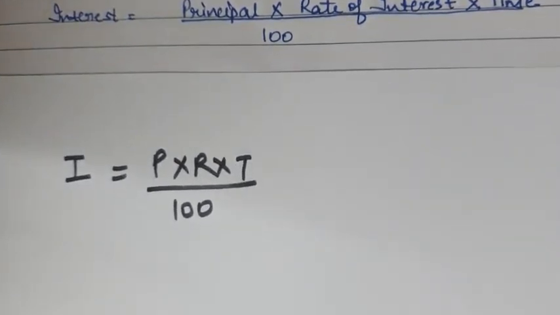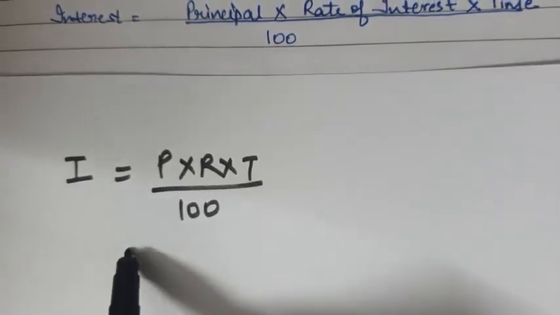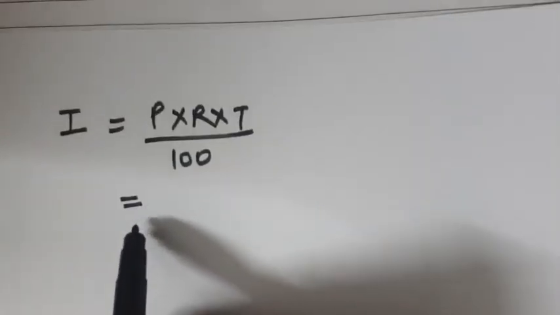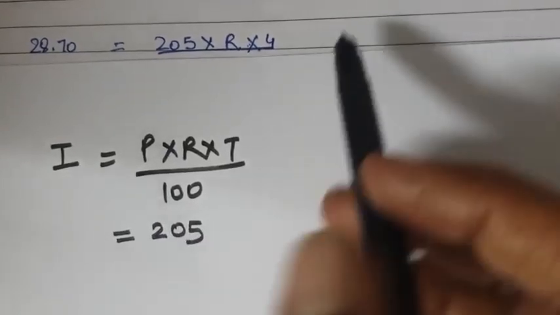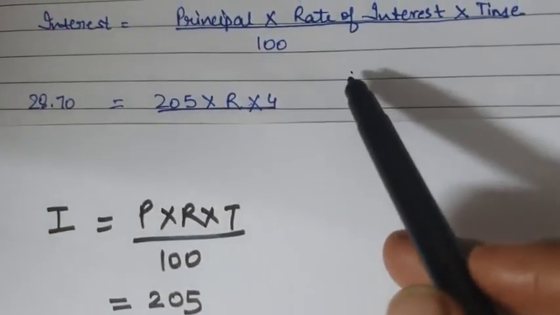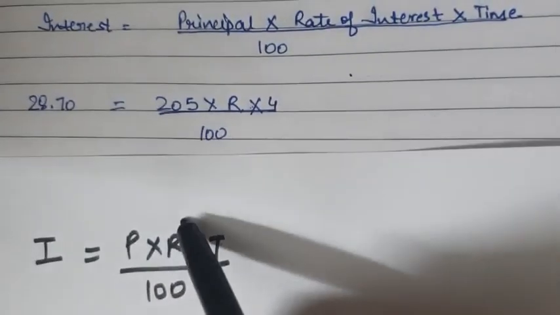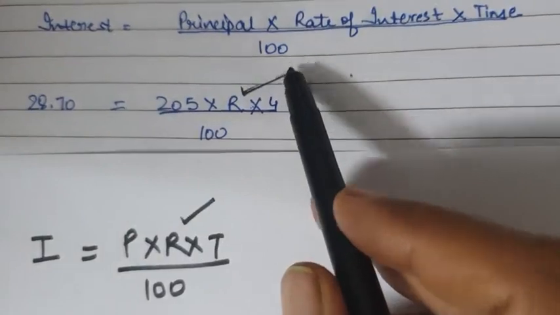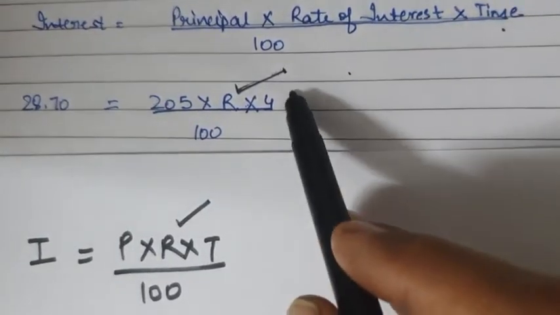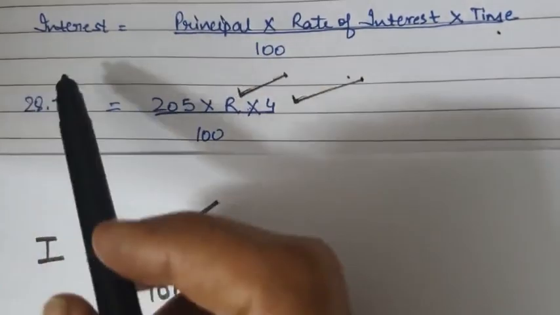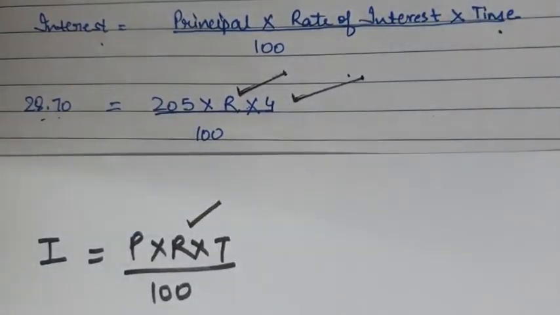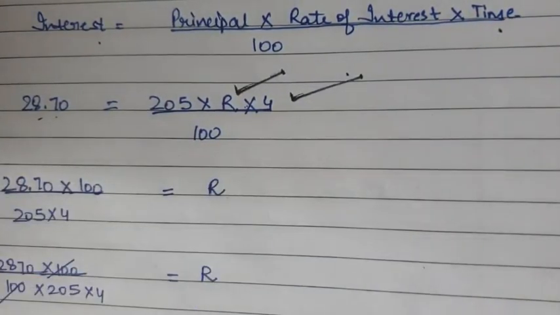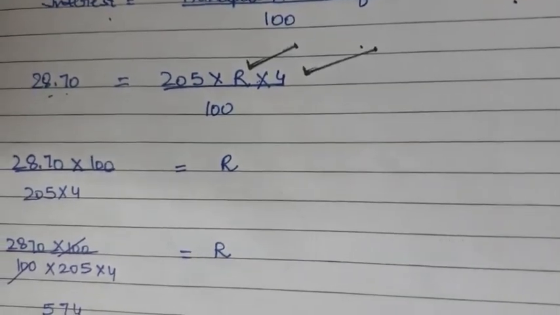So now we have to put only the values. So now what is principal? The principal is 205 rupees. And what is rate of interest? Rate of interest we don't know. So let us take it equal to R. And what is time? Time is 4 years. And what is interest? Interest is 28.70.